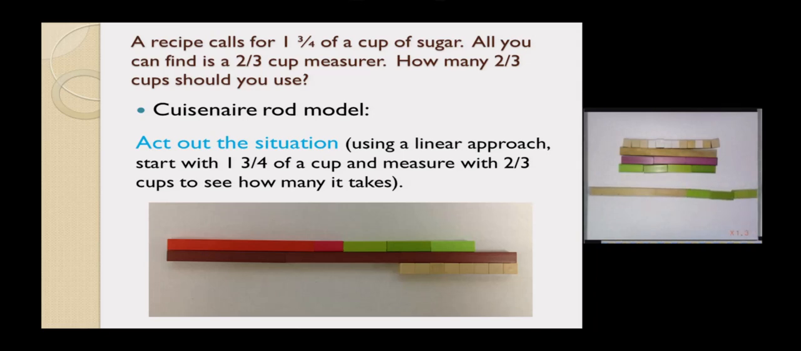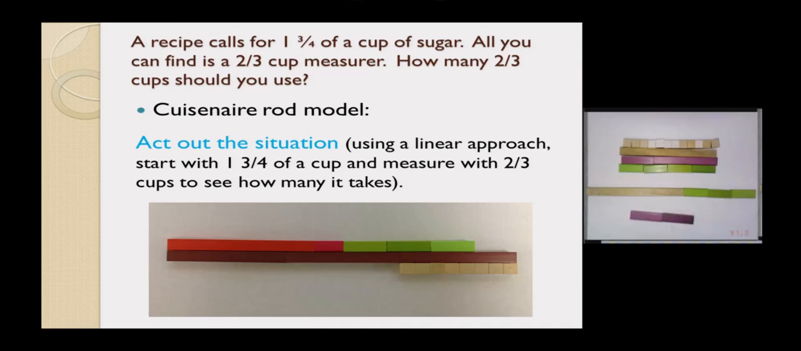Get all that in there. Just barely going off the edge. So we have 1 3/4. And all we can find is a 2/3 measurer. Well, notice that this is what thirds look like, if you look back to the wall, but we need to measure in 2/3.